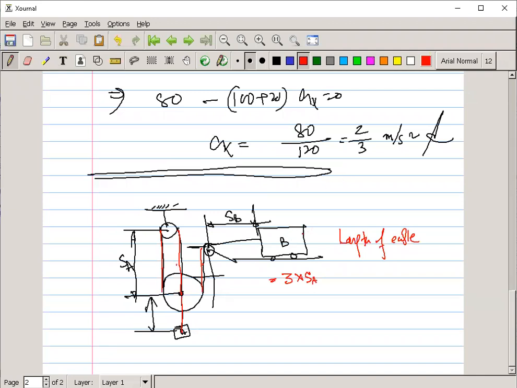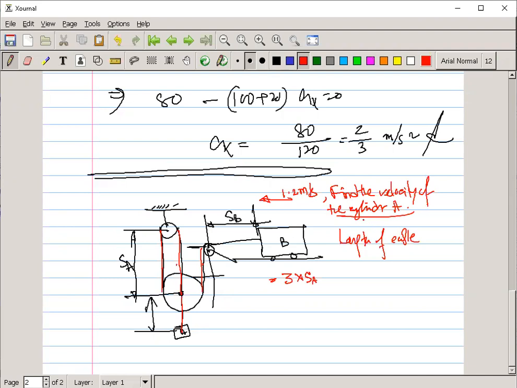The question is: if the block B, this one, has a leftward velocity, along this direction, of 1.2 meter per second, determine the velocity of the cylinder A. This is the question. Find the velocity of the cylinder A. Is the question clear?